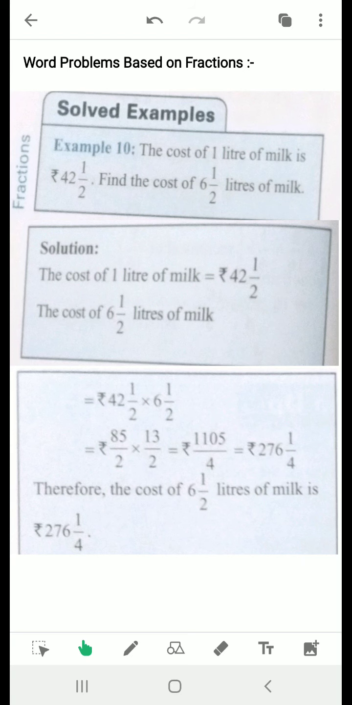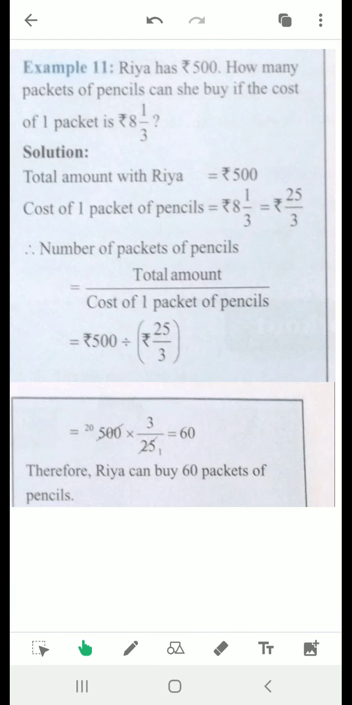Okay, you can look upon few more examples. Ria has rupees 500. And how many packets of pencil can she buy if the cost of one packet is rupees 8 1 upon 3?